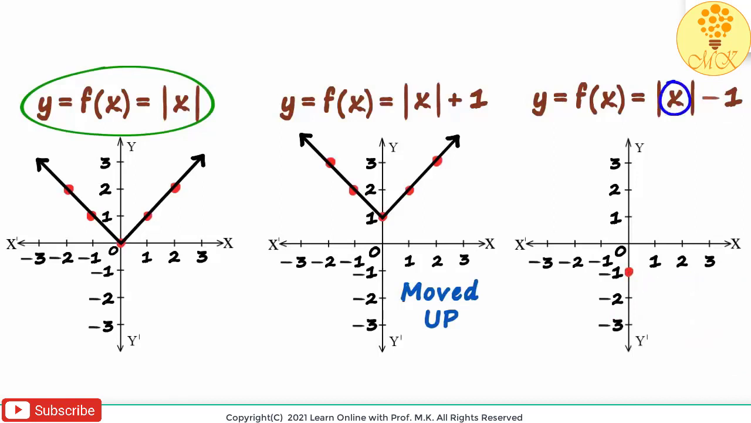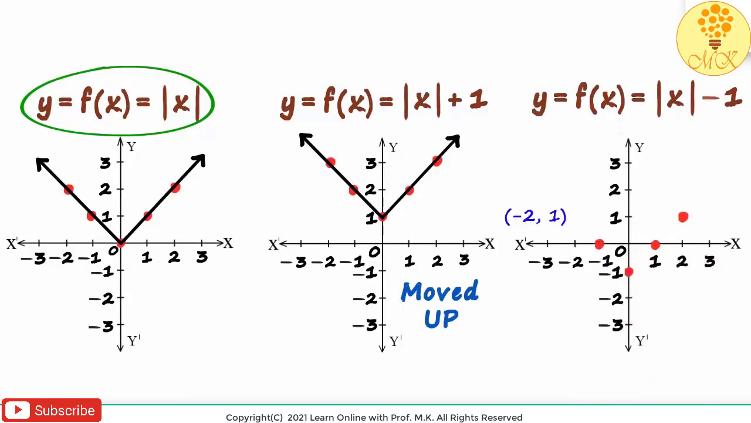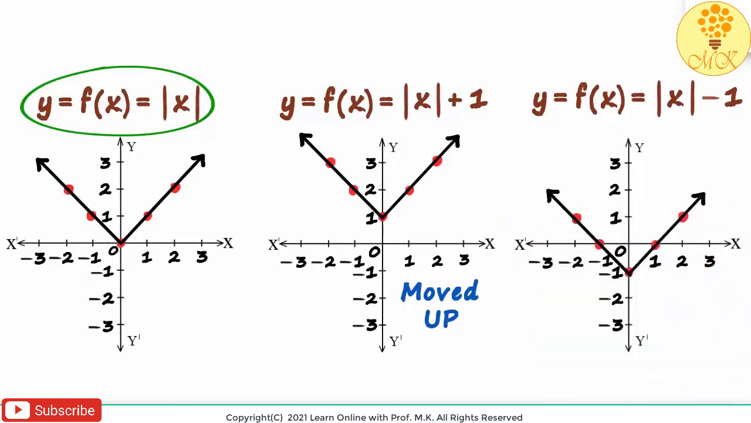If x is 1, then y will be 0. 1, 0 is another point. 2, 1, and so on. Now if x is minus 1, then y will be 1 minus 1, which equals 0. Minus 1, 0 will be that point. And similarly, minus 2, 1 will be another. Joining the points, the graph will look like this. Compared to the original, we can see that it has moved down a bit.